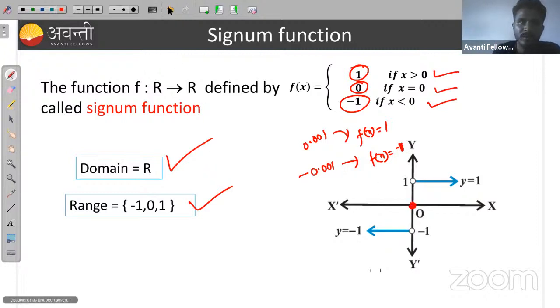यहाँ पे जो blue दिख रहा है ना, यहाँ पे भी एक blue dotted आएगा. So 0 के time it is 0. ठीक है. 0 के time it is 0. Then this graph completes. बाकी यहाँ पे hollow circle because this point belongs to this arrow. ठीक है.